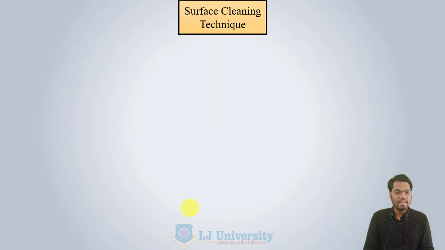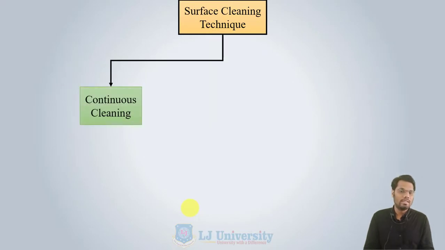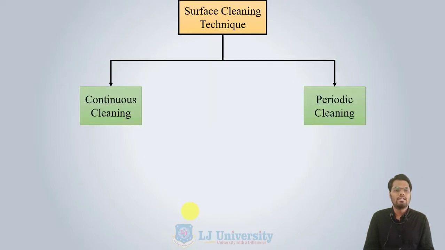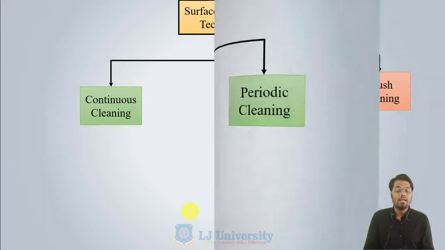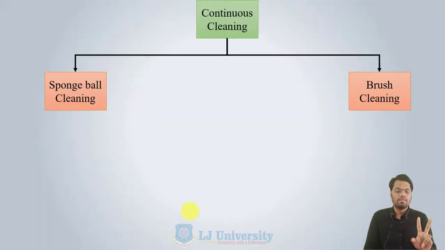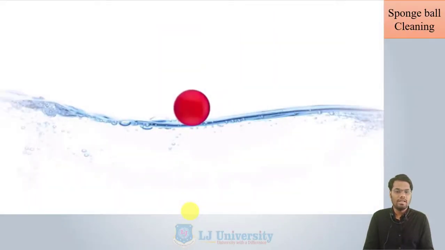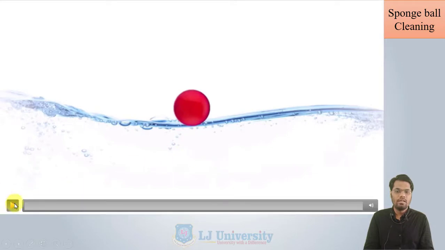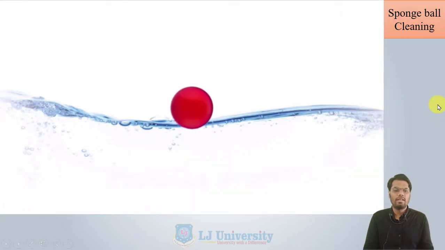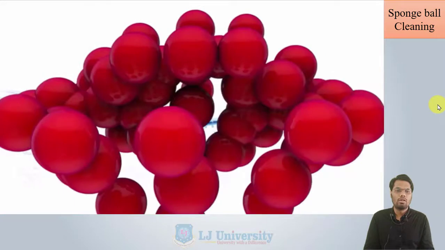The surface cleaning technique is further classified in two ways: continuous cleaning, and periodic cleaning. In continuous cleaning, there are two methods. First one is sponge ball cleaning, and second one is brush cleaning. To understand what sponge ball cleaning is, let's see this video, from which you can clearly understand what a sponge ball cleaning is.